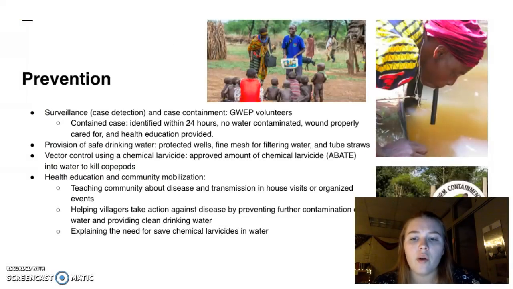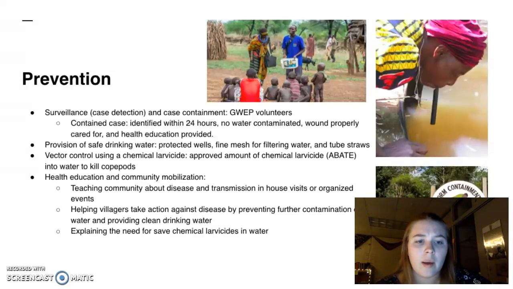And then we come to prevention. So there are 4 different things that have to happen for prevention to be very effective. You have surveillance and case containment. A contained case, they say, is when the victim has been identified within 24 hours of the worm emerging, there's no water contaminated by that particular wound, the wound is properly cared for, and health education is provided to the person.